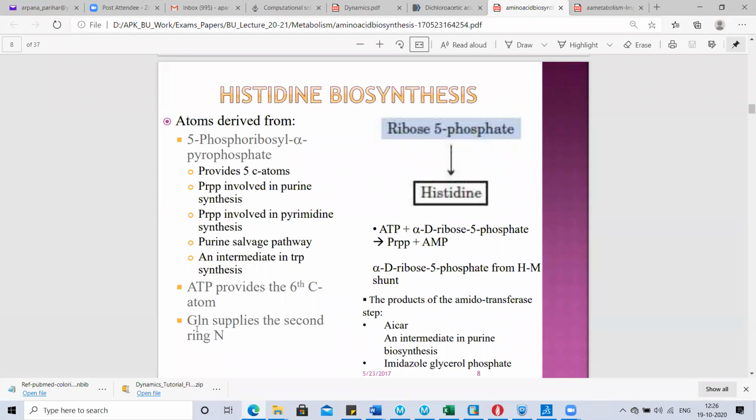Glutamine also supplies the second ring nitrogen to the purine. This alpha-D-ribose 5-phosphate, from the histidine shunt, is the basic precursor for all these other metabolic reactions. So this ribose 5-phosphate is involved in the synthesis of histidine.